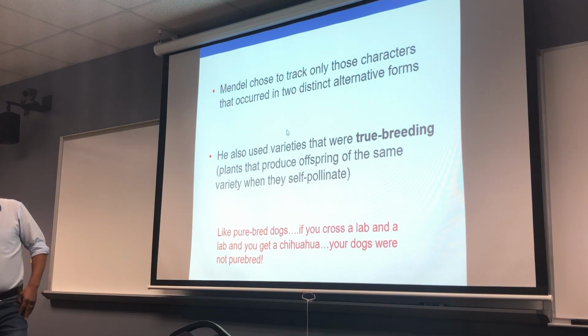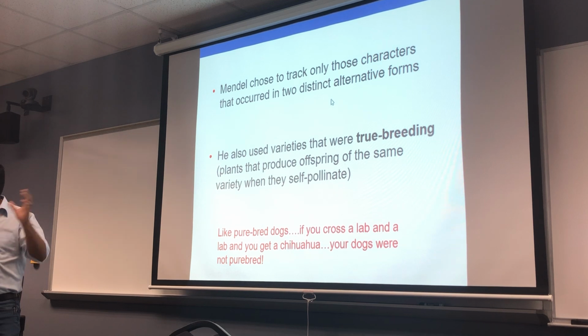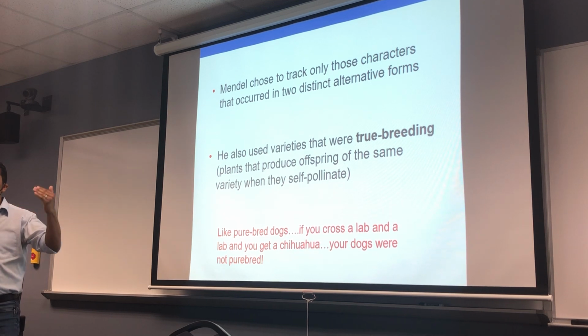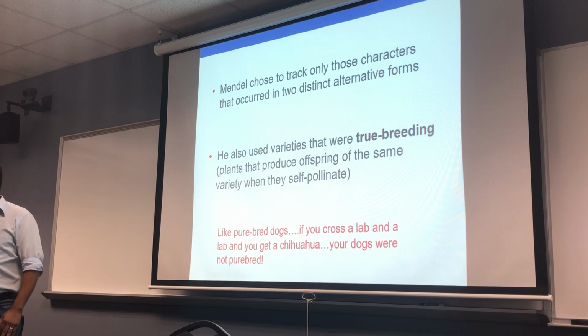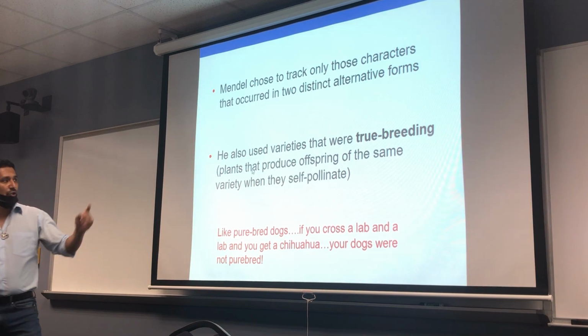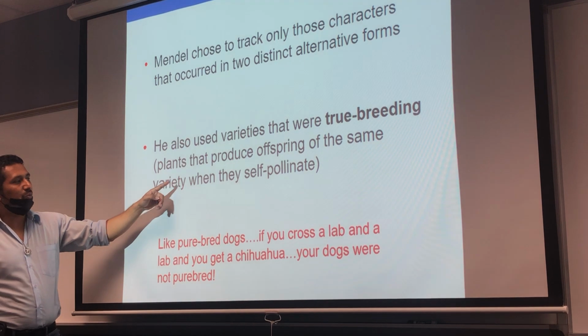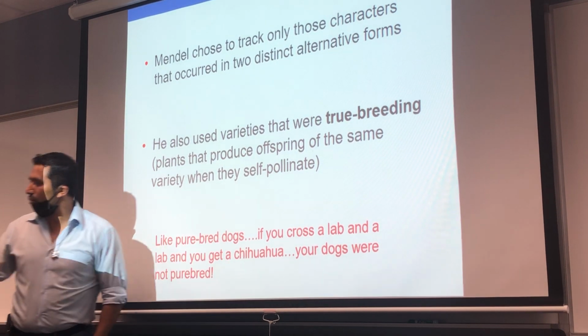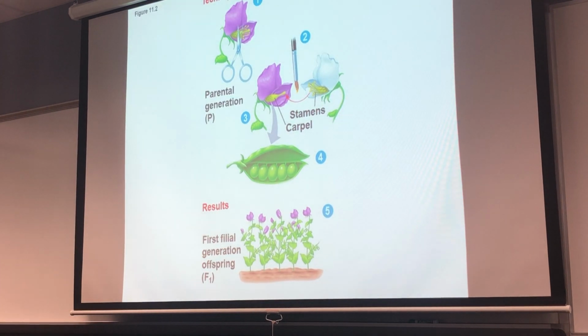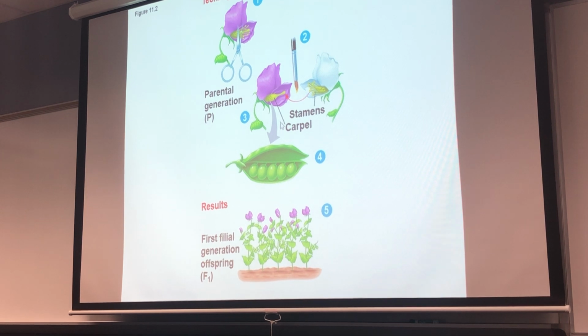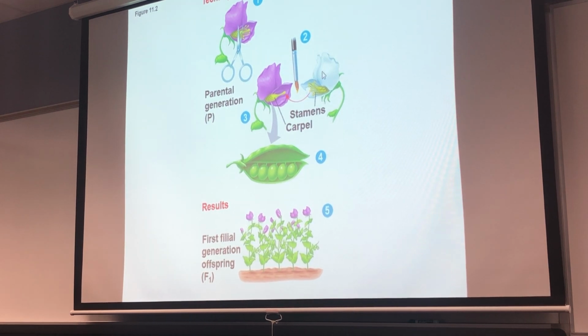So he then tracked only characters that occur in two distinct alternative forms. He used these flowers that only give rise to either purple or white. Okay. And he used varieties that were true breeding plants. In other words, they produce offspring of the same variety when they self-pollinate. This parental generation, this purple flower, was true breeding, and these white flowers were true breeding.